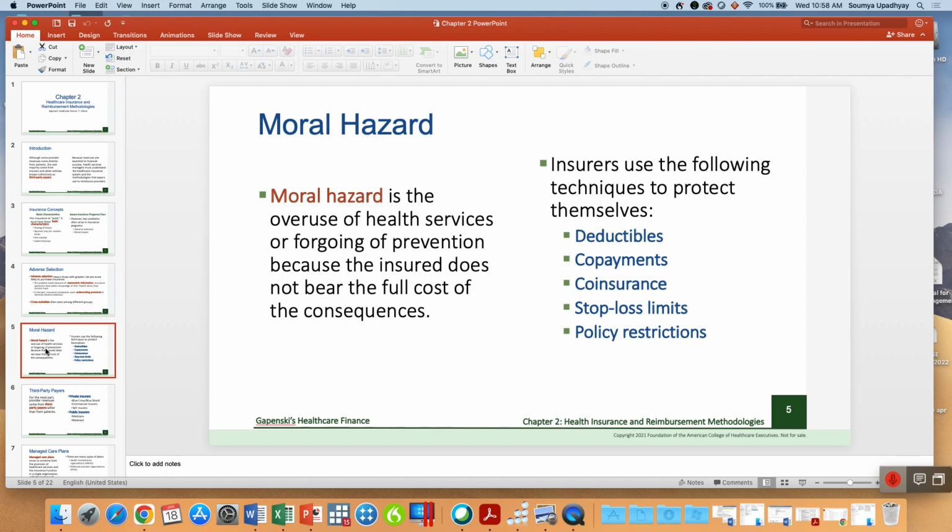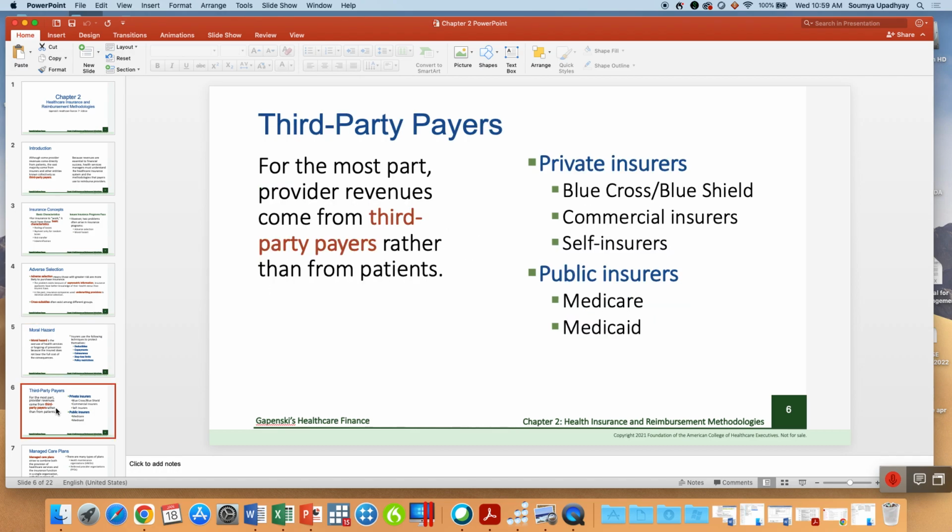And there are stop loss limits and policy restrictions within the policy itself, where you may not be allowed to do certain things, or you have, say, 10 visits in the year for acupuncture, for example. Those are the ways that moral hazard is overcome by insurers.